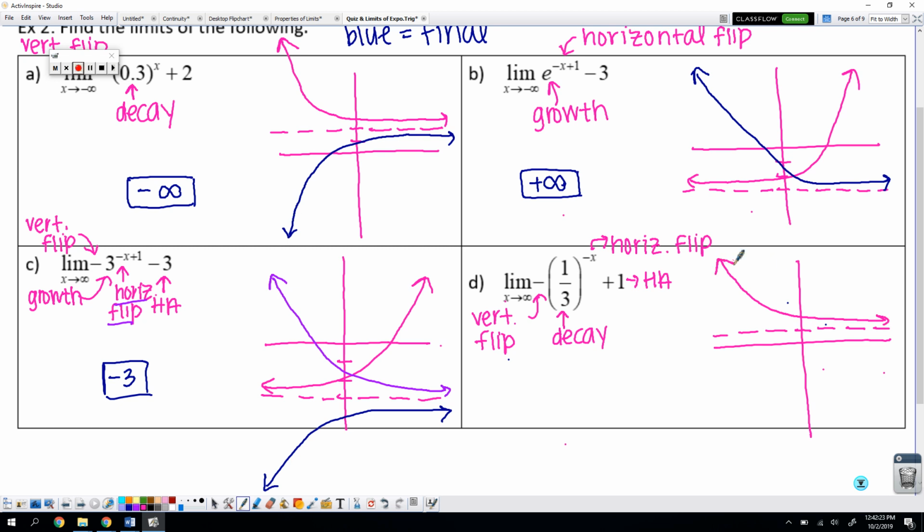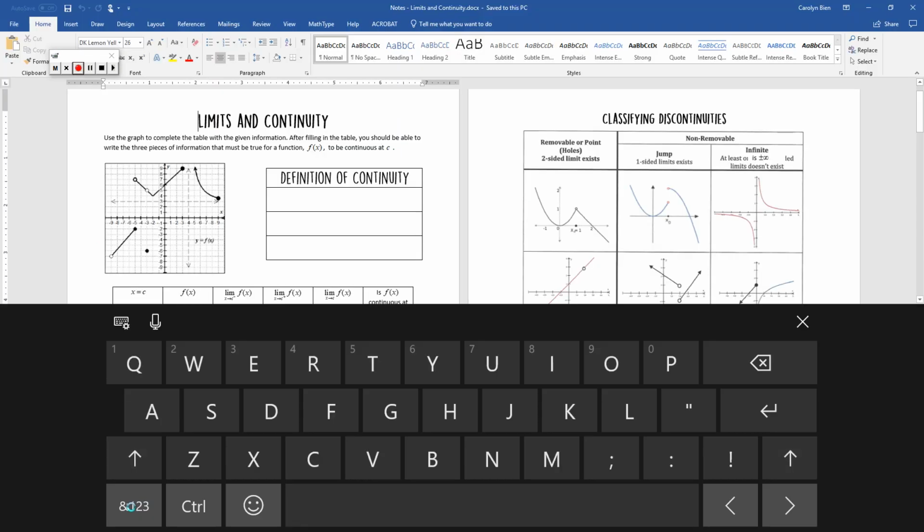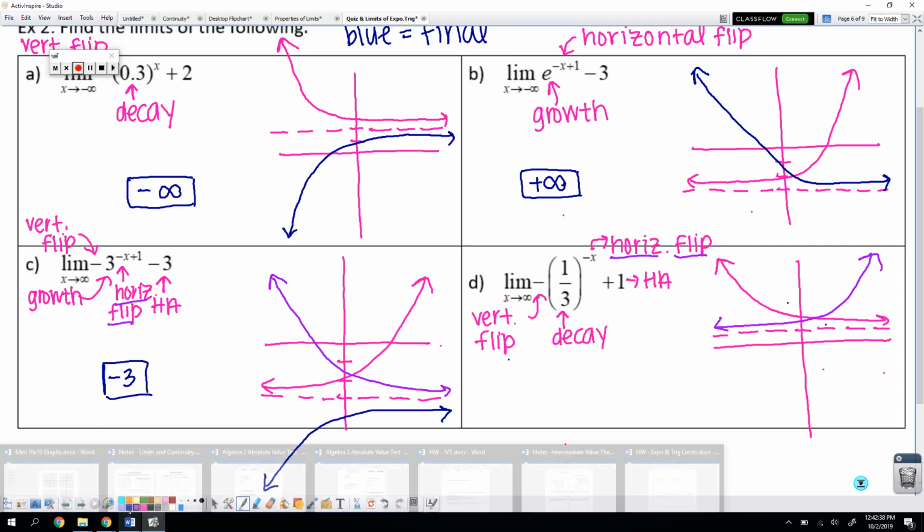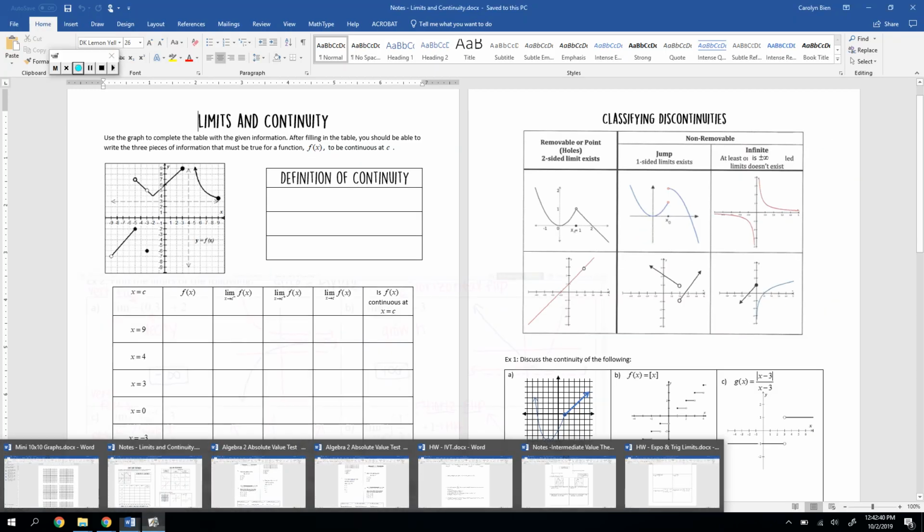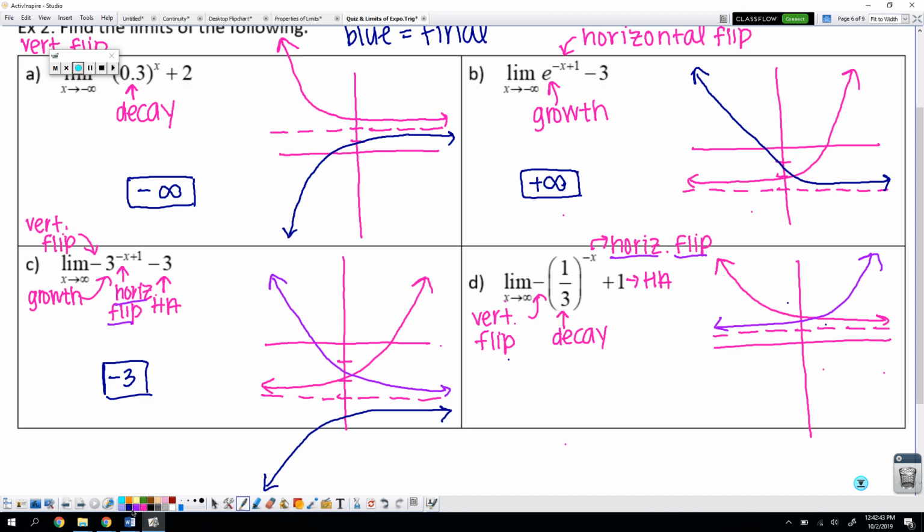Alright? Now we need to go through. I need another color because I got 2 flips. So I'm going to do horizontal flip. And then it asked me to also do a vertical flip. Oh my gosh, a vertical flip. So, okay, vertical flip. Alright. So I took my purple one and I flipped it vertically. So it asks us about positive infinity, so I'm going to trace to the right, and that looks like it's going down towards negative infinity.